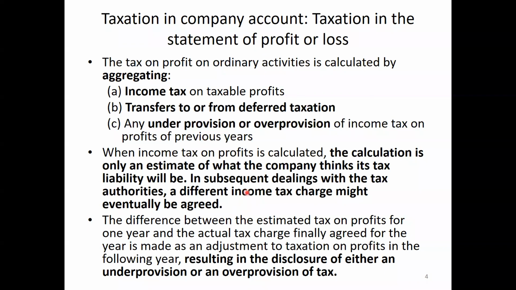The subsequent paragraphs explain about provisions, under provisions and over provisions. When income tax on profit is calculated for the year, the calculation is only an estimate of what the company thinks its tax liability will be. Normally, accountants estimate and predict the amount of tax payable to the government according to the tax rules, not the accounting rules. Accountants estimate the taxable profit. Based on the taxable profit, they calculate the tax amount.